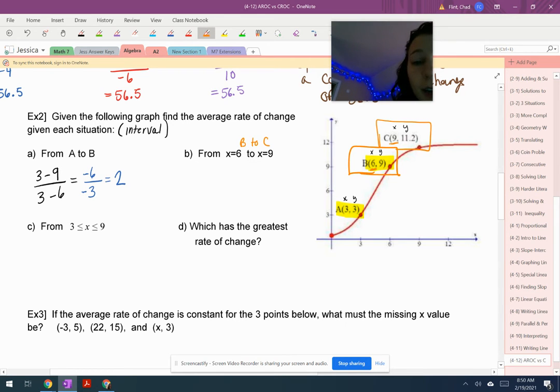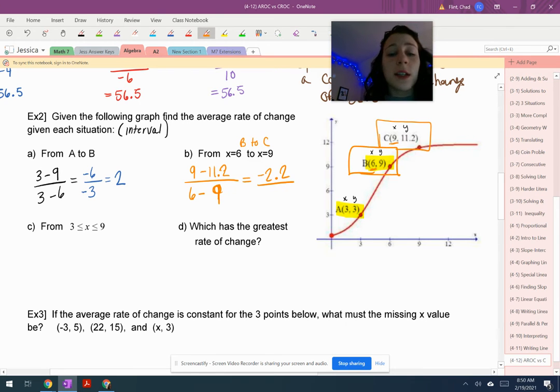Okay, so 9 minus 11.2, because my y's are on top, and then 6 minus 9 on the bottom. 9 minus 11.2 is going to be negative 2.2. And 6 minus 9 is going to be negative 3. That does turn out to be something.